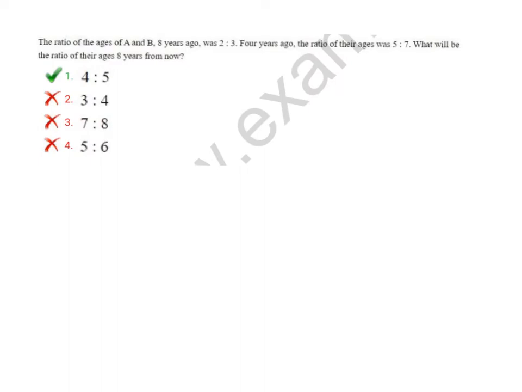Next question. The ratio of ages of A and B 8 years ago. So 8 years ago you write it as A minus 8 by B minus 8 is equal to 2 by 3. 4 years ago means A minus 4 by B minus 4, that is 5 by 7. Let the difference be the same. So in order to make the difference same, so 2 by 3, this is 5 by 7.